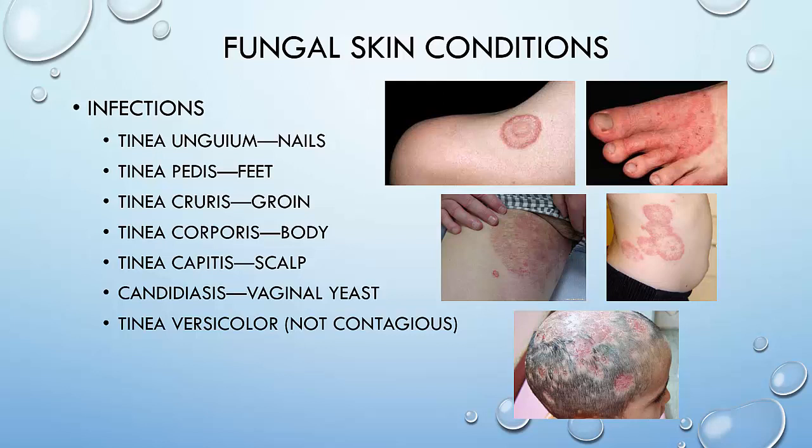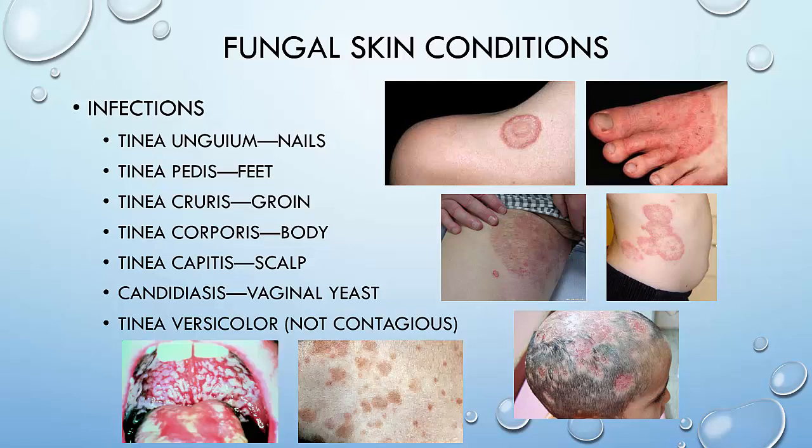Tinea capitis is ringworm of the scalp. The primary source of the infection is contaminated hairbrushes, combs, or even animals. This typically begins as small papules on the scalp and spreads peripherally. The lesions appear as small gray scales, resulting in scattered bald patches on the head.